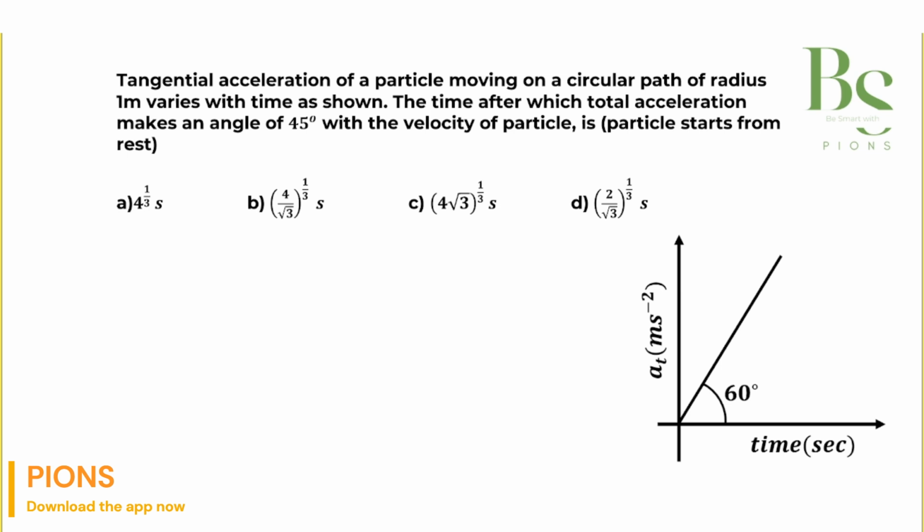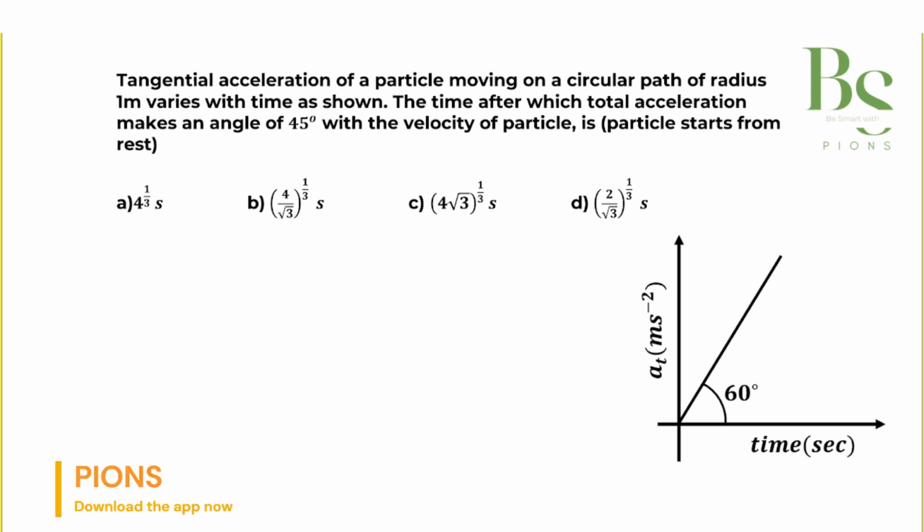Tangential acceleration of a particle moving on a circular path of radius 1 meter varies with time as shown. The time after which the total acceleration makes an angle of 45 degrees with the velocity of the particle is, so you have to find the time after which the total acceleration makes an angle of 45 degrees with the velocity. Okay. So, first of all, you are given a graph.